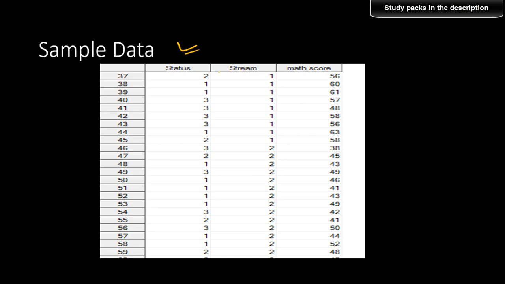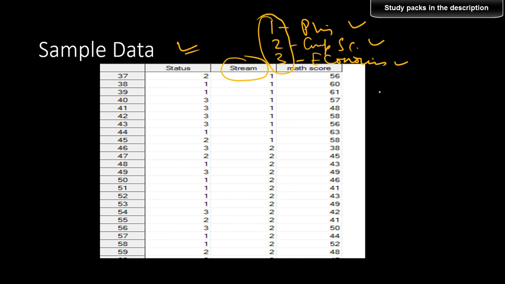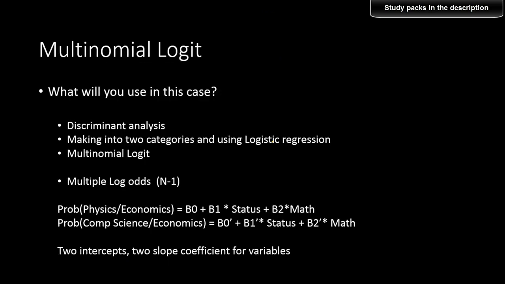I've got the dependent variable stream, which has three categories: 1, 2, 3. 1 means physics, 2 means computer science, and 3 denotes economics. We have just used three numbers to denote the three different choices of undergraduation course. We've also got two independent variables. One is status, which takes values of 1, 2, and 3. 1 is lower economic status, 2 is a little better than the first, and the third is the highest economic status. And then the mathematics score in school examinations is a continuous one, out of 100. What is the score of the student out of 100 marks in school examinations?